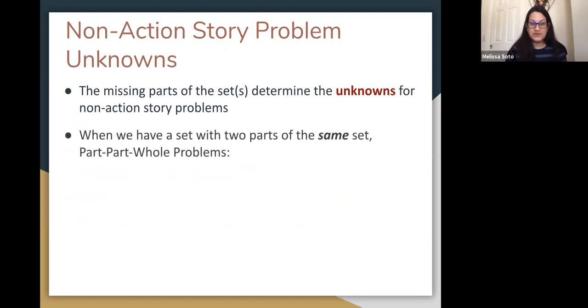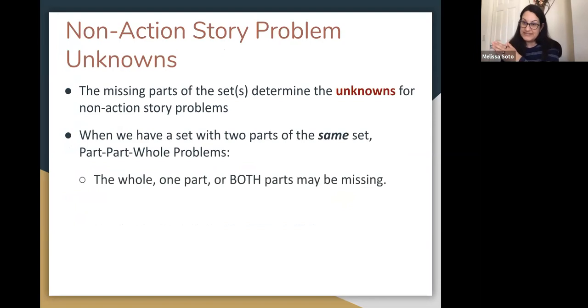For the part, whole, because there are these 2 parts, we can either have the whole missing, so we have the 2 parts but we don't know how much we have altogether, or we can have one of the parts missing, or we can have both parts missing. The both parts missing version is actually pretty fun to pose to kids, especially in 1st grade, where they have to know the different combinations that make 10. It's a nice way to put that problem in context rather than saying, what are all the different ways that you can make 10?